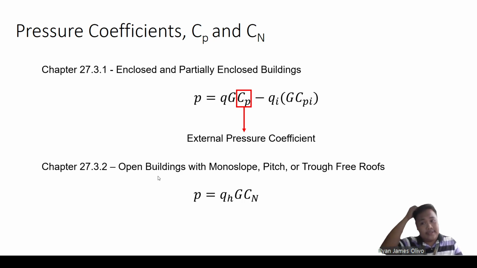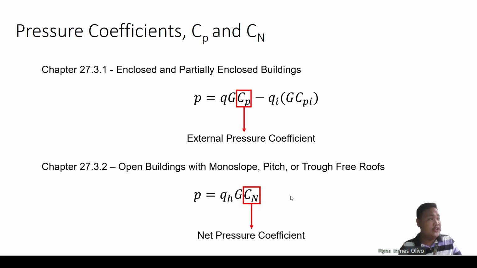That's the term. So chapter 27.3.2 is for open buildings with monoslope, pitch or trough roofs. Instead of external pressure coefficient, since there is no internal, ASCE calls it the net pressure coefficient. So we don't need to bother about the internal pressure. And for the velocity pressure q, the qh here is for the mean roof height.